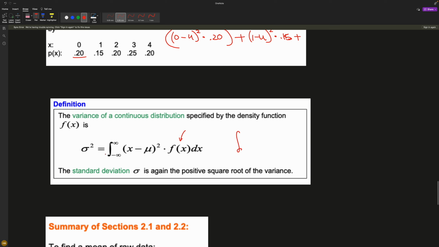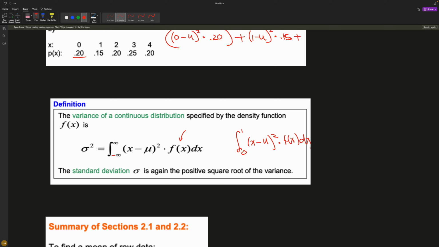Now remember, for probability, you'll never really go from negative infinity to positive infinity, because probabilities never go negative and never go past 1. So this will go from 0 to 1 again. Then you'll have x minus your mu, squared, times whatever function they give you, and then you'll integrate this.